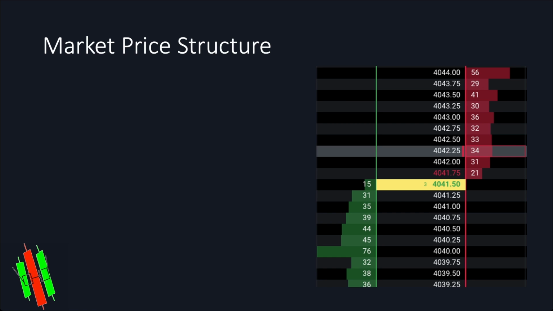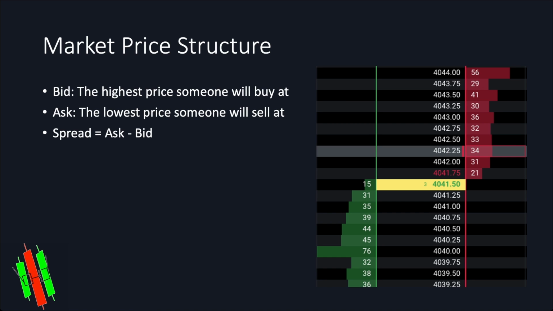So for every security, there's a bid-ask format. The bid is going to be the highest price someone will buy it, and the ask will be the lowest price someone will sell at. And then the spread is going to be the difference between the ask and the bid. As you can see on the figure on the right, at every single price level, there are a certain amount of shares available for purchase or sale.